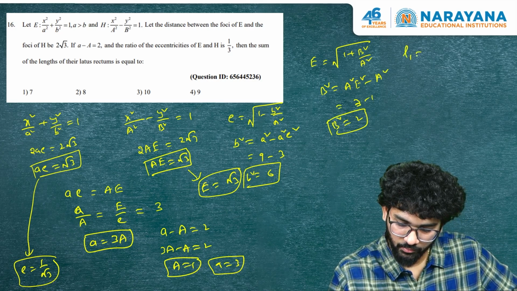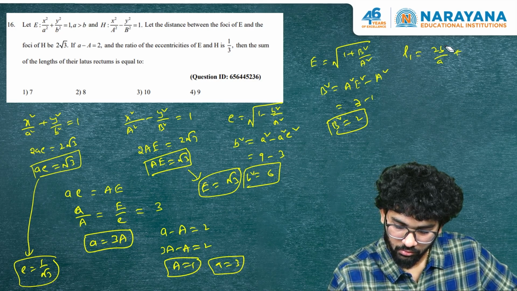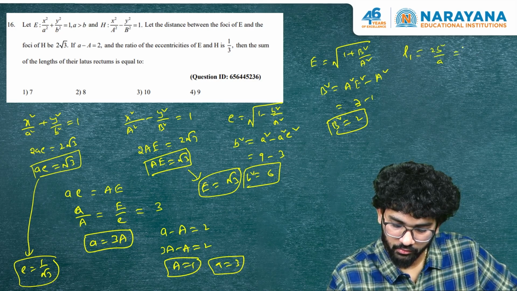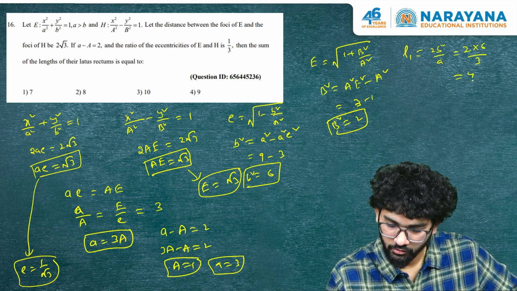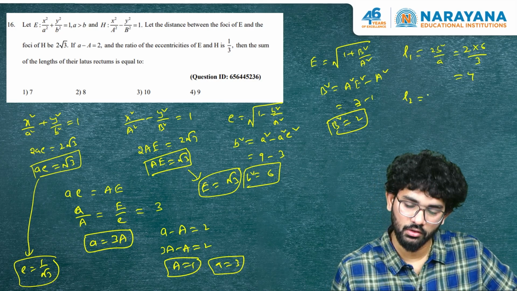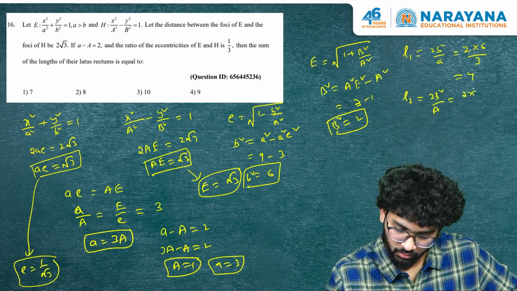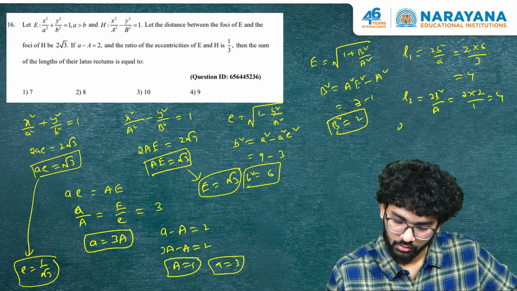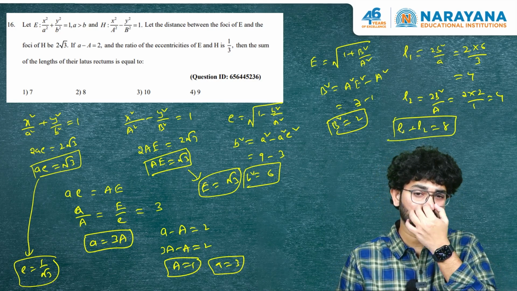So length of latus rectum L1 will be 2b square by a, and we need L1 plus L2. Let us find separately. 2b square by a, which is 2 into 6 by a is 3, which will be 4. Length of the latus rectum of the hyperbola will be 2 capital B square by A, which will be 2 into B square is 2 by 1, 4. So L1 plus L2 is equal to 8. So the sum of the latus rectums will be 8.